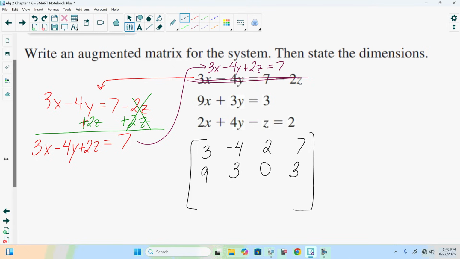Bottom equation would be 2 for x, 4 for y, -1 for z, and 2. What are the dimensions? 3 by 4. 3 rows, 4 columns.